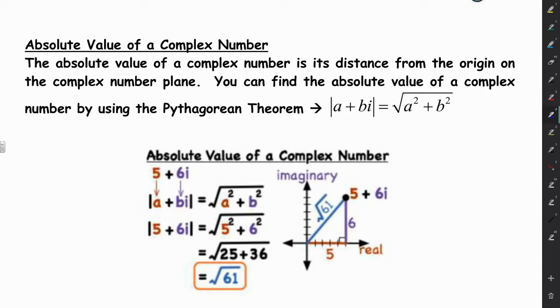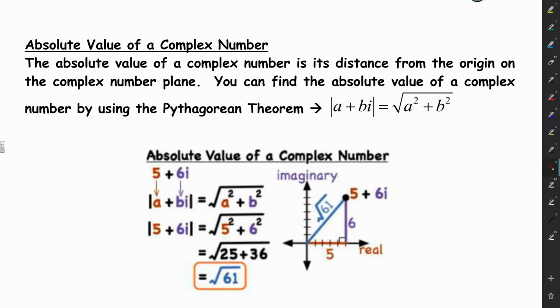Now we're going to look at the absolute value of a complex number. The absolute value of a complex number is its distance from the origin. Absolute value always means distance from the origin. Now we're just looking at it in terms of a complex number. And you can find the absolute value of a complex number using the Pythagorean theorem. And you can see why in this example that I have below.